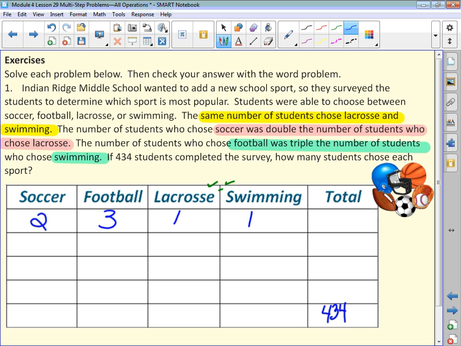So what's my total? 2, 5, 6, 7. So now I'm going to use guess and check to get from 7 to 434. Let's pick a big number. What do you want to try to multiply it by? If it's easier to do this algebraically, hold on. 7 sports equals 434. That gives you an idea of what S is going to be, and that's what you have to multiply it by.